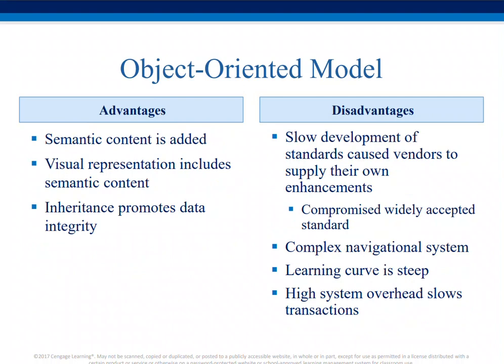And then what about the object-oriented model? So for the object-oriented model, semantic content is added. Visual representation includes semantic content, and inheritance promotes data integrity. The disadvantage, slow development of standards. Tidak ada standard, lambatlah dia punya perkembangan untuk standard tu. It causes vendors to supply their own enhancements, compromising widely accepted standards dari segi standard. And it has a complex navigational system. The learning curve is steep, okay, and high system overheads impose transaction costs.